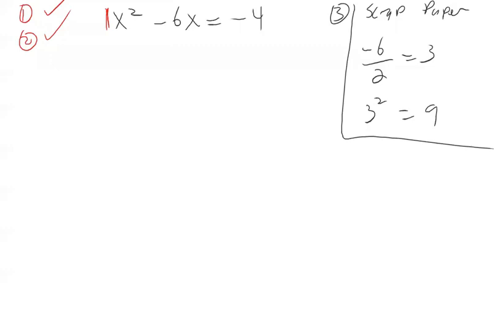So now I rewrite the problem. X squared minus 6x plus 9 equals -4, and again, plus 9. And notice this time we didn't get the same answer on both sides. So I said that was only because of that problem.